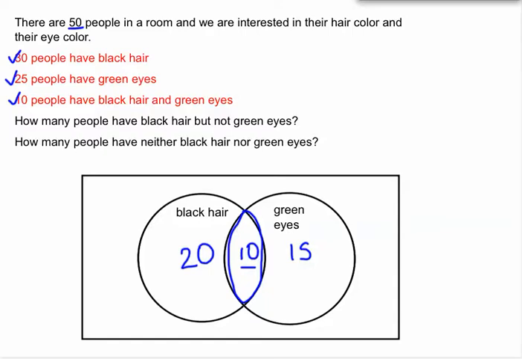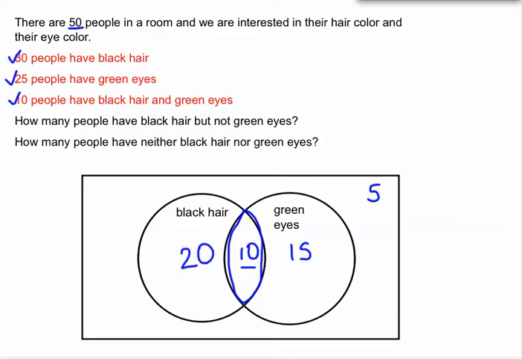There are 50 people in the room. Right now I have accounted for 20 plus 10 plus 15. That's 45 people. So there must be 5 people that don't have black hair and also don't have green eyes. So now I'm ready to answer the questions.